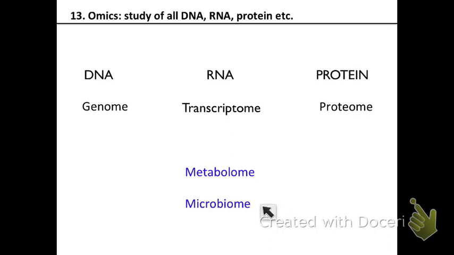So the human body is not just made up of human cells. We also contain a lot of microbe cells. We contain a lot of bacteria in our body. The types and kinds of metabolites in our body is called the metabolome, and the study of it is metabolomics. And all the types and kinds of bacteria in our body is called the microbiome, and the study of that is called microbiomics.